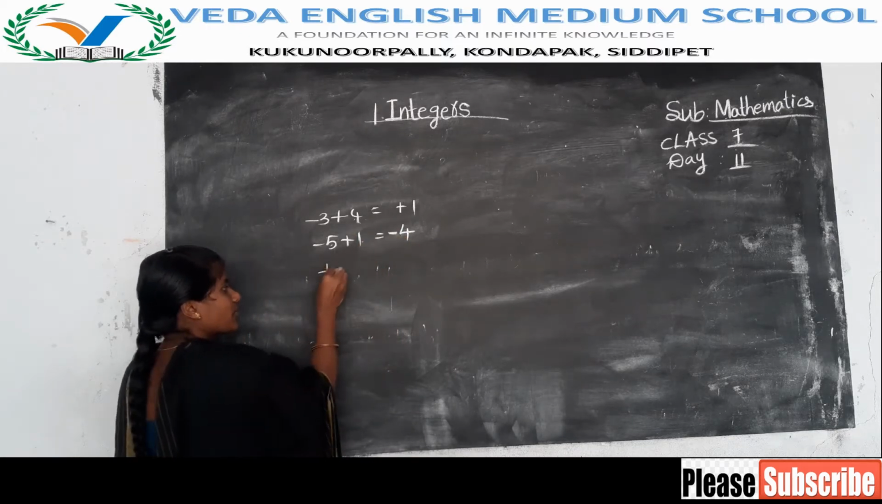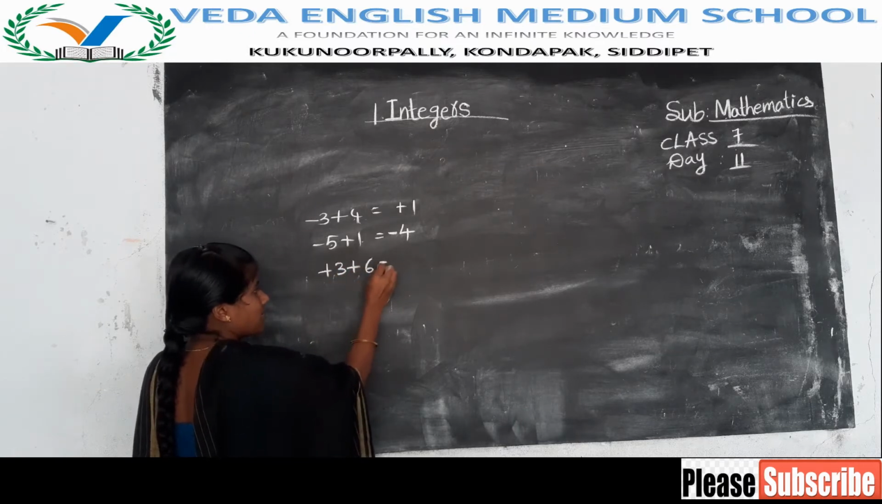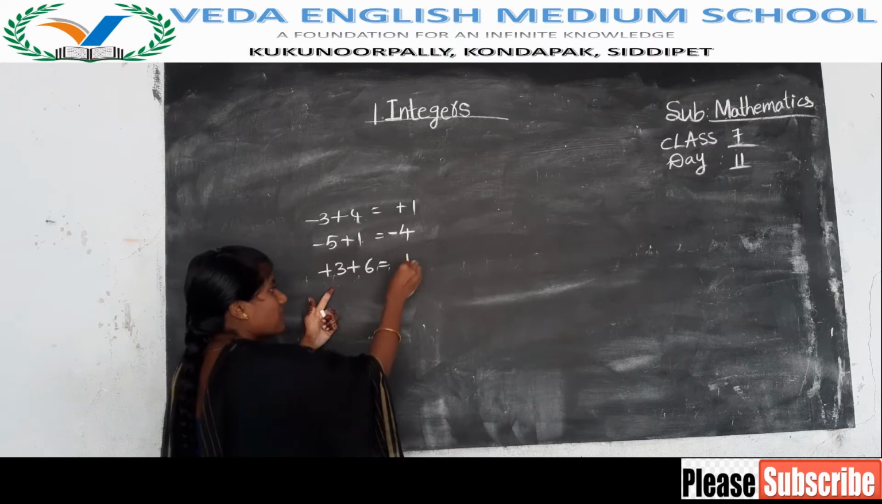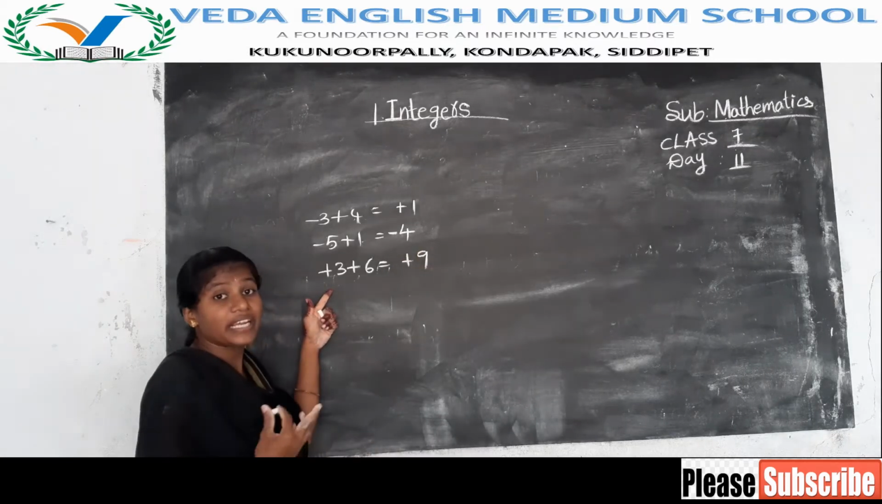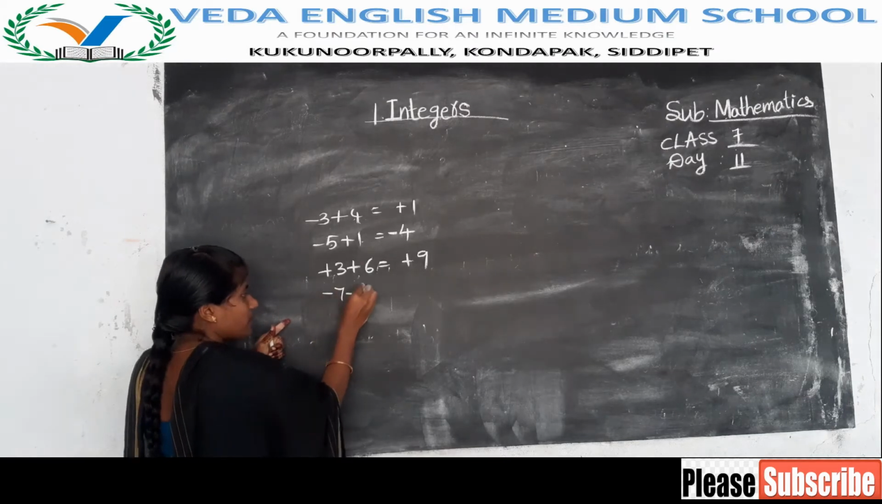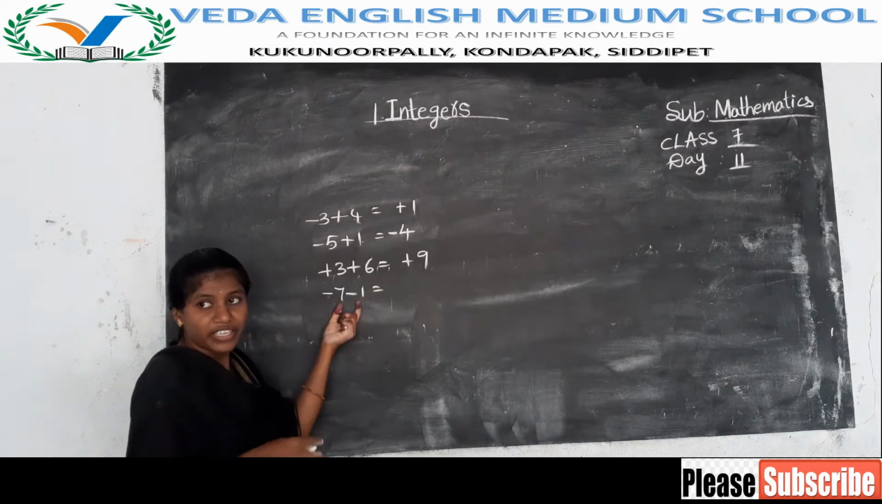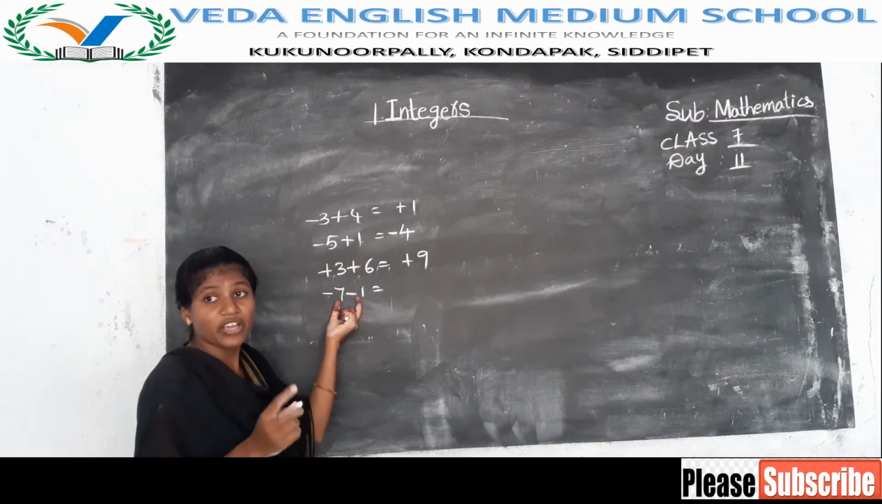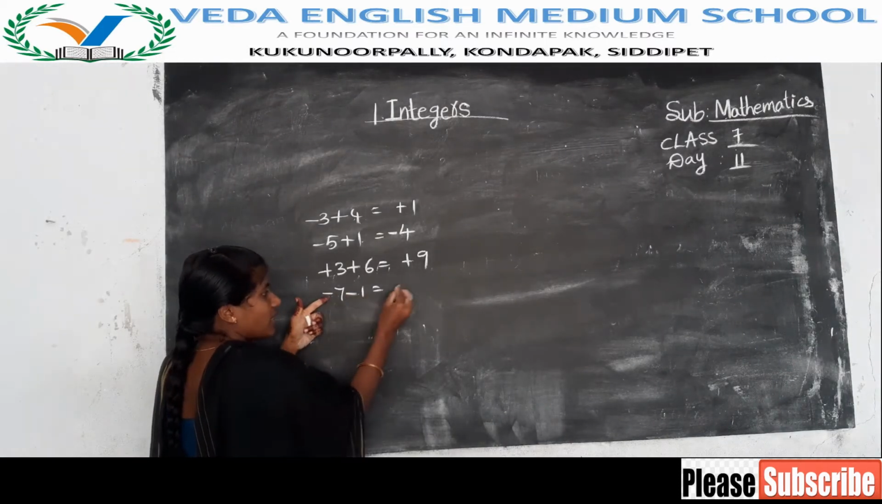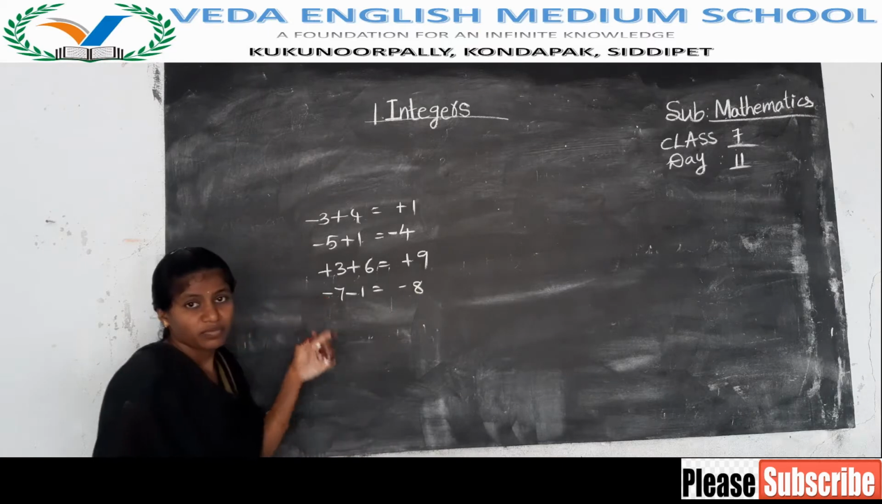If you have two positive integers, then what you have to do? Plus 3 plus 6. If you have two positive integers, the answer is plus 9. If you have two negative integers, what you have to do? If you have two negative integers also, you have to add them. But you have to keep the minus symbol. So minus 1, minus 7, minus 1, it gives minus 8.